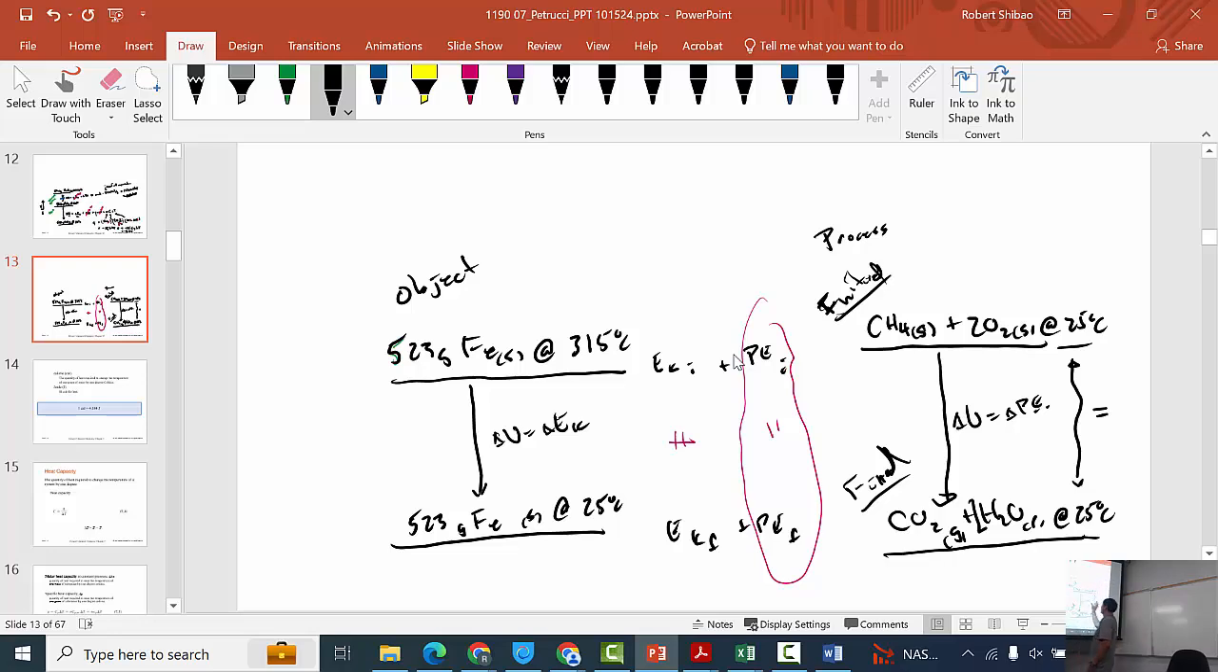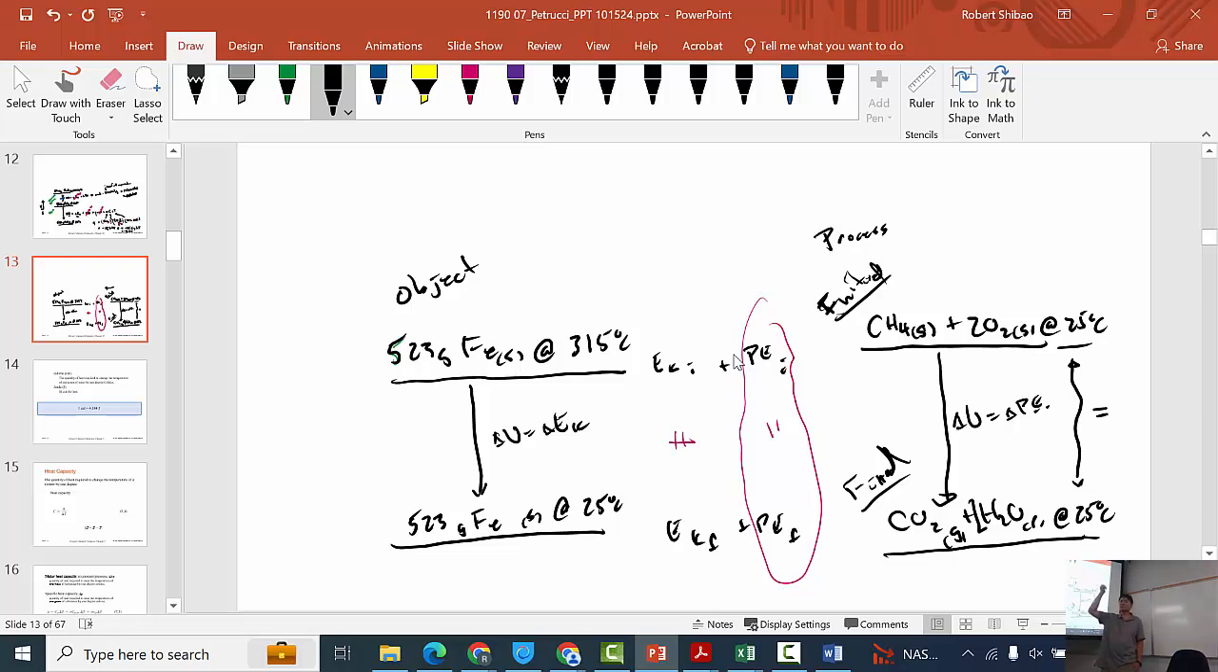You would dump all the energy. Where does all this energy go? Energy is conserved. Energy is neither created nor destroyed. So if you define your system as this process, where does all the energy that gets dumped go? Into the surroundings. And now it depends on what your surroundings are.